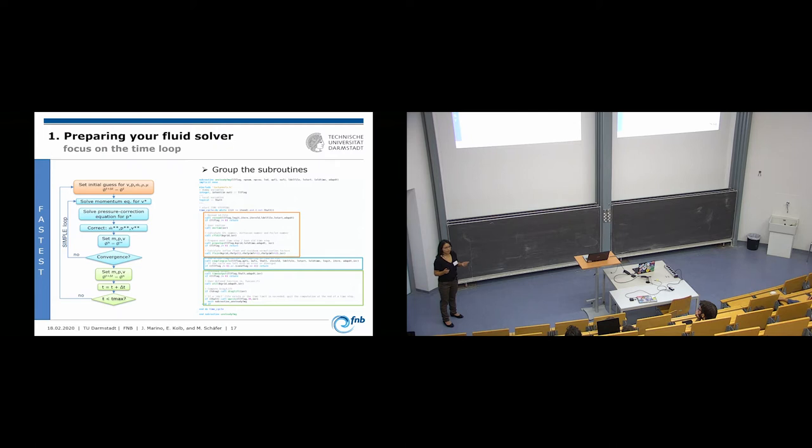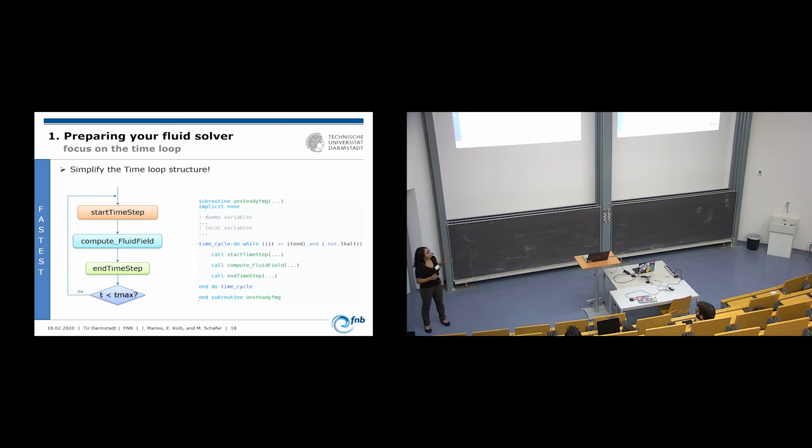For example, for us, we make blocks and subroutines with these three groups. Now these three blocks are called start time step, compute fluid field, and end time step. I do this in order to simplify my structure and make it easy to implement the adapter afterwards. I know that the idea is not to modify your code, but if you don't understand the structure or it is not clear, maybe it's difficult to implement the adapter. Okay, if you have a simplified version of your program, you can continue.